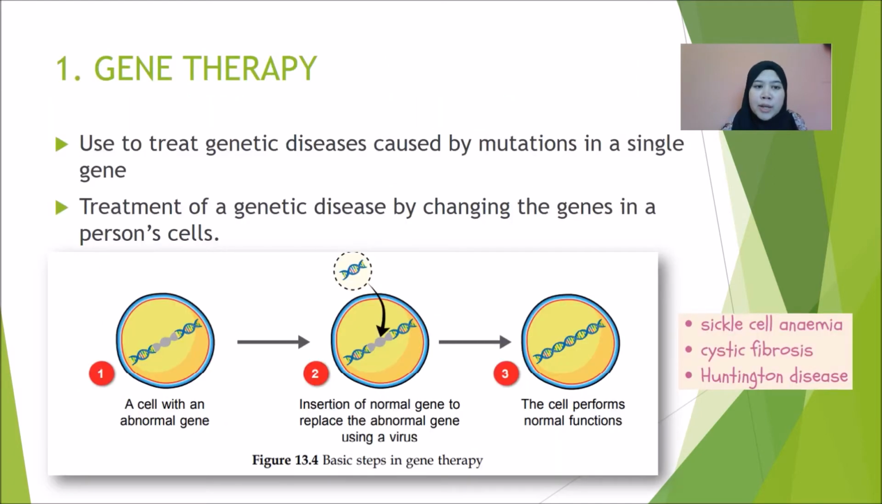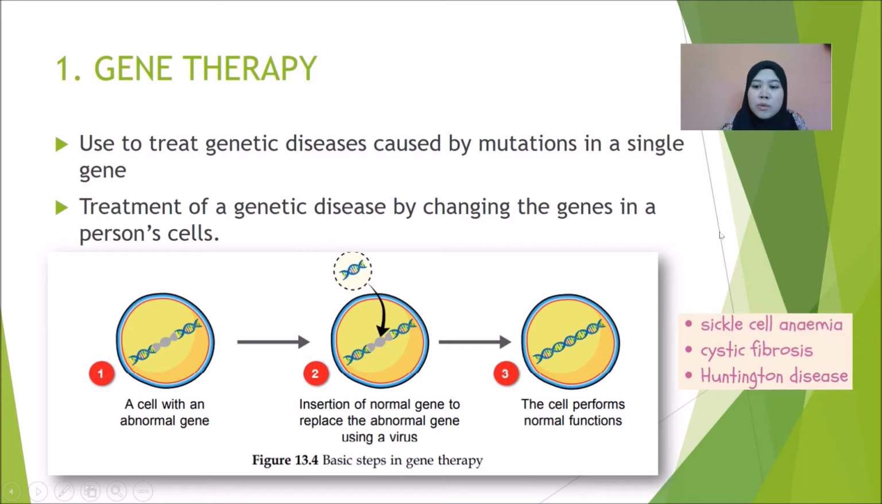Okay, the first application is gene therapy. Gene therapy used to treat genetic disease caused by mutation in a single gene. A treatment of a genetic disease by changing the genes in a person's cells. Okay, what is the example of genetic disease? There are a lot of genetic disease. Some of them is such as sickle cell anemia, cystic fibrosis, Huntington disease. Okay, so this disease can be treated by using gene therapy.